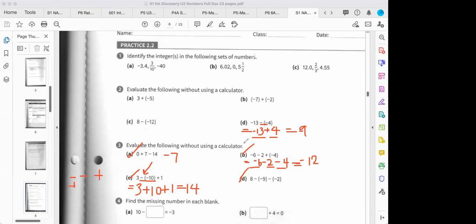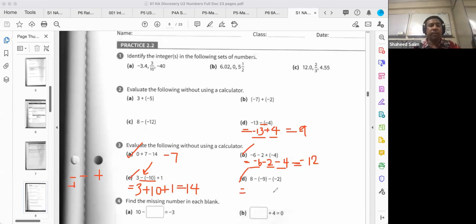So the next one now. Okay, we try the next one. Look. 8 minus becomes plus lah. Minus becomes plus. So what's the answer? 8 plus 9, 17 plus 2, 19. Is it okay now? You all have forgotten nothing.